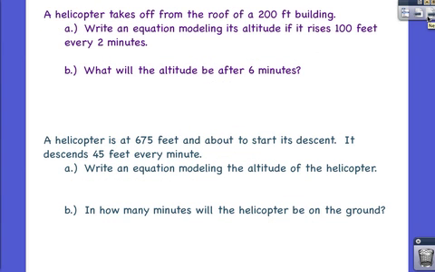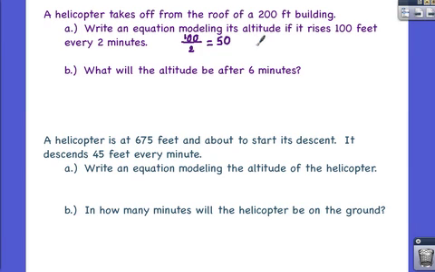A helicopter takes off from the roof of a 200-foot building. Write an equation modeling its altitude if it rises 100 feet every 2 minutes. In this case, we need to calculate our slope because they tell us that it rises 100 feet every 2 minutes. So to calculate our rate of change, we calculate the rate of change in the height, which is 100, over the rate of change of our x, which in this case is time, or 2 minutes. This tells us that the slope is 50 feet per minute.